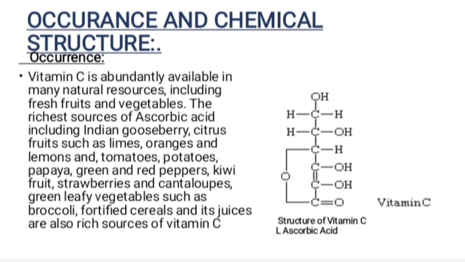This vitamin is abundantly found in many natural resources, including fresh fruits and vegetables. The richest sources of ascorbic acid include Indian gooseberry, citrus fruits such as limes, oranges, lemon, tomato, potato, papaya, green and red pepper, kiwi fruit, strawberries, cantaloupes, green leafy vegetables such as broccoli, fortified cereal and its juices are also rich sources of vitamin C.